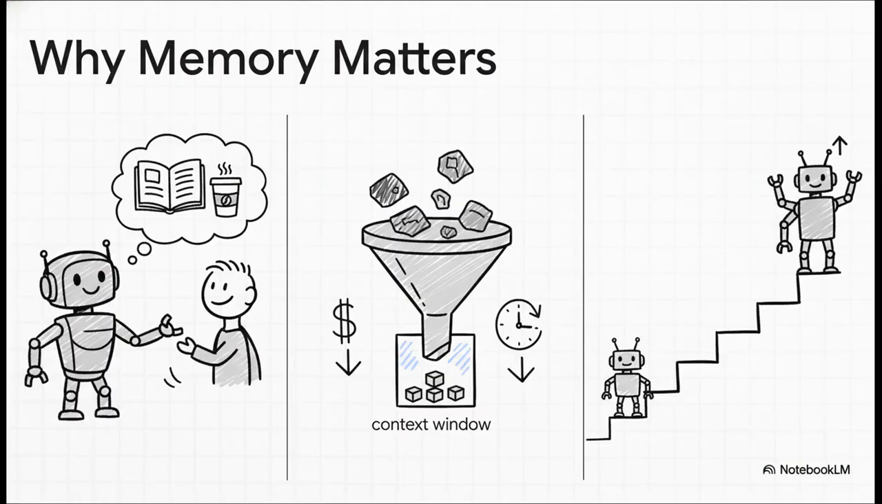So why is this such a big deal? Well, for one, you get true personalization. The AI remembers your preferences, your projects, your history. Second, it's the smartest way to manage that limited context window, which saves on cost and makes things faster. And maybe coolest of all, it allows an agent to actually learn from its past conversations, its successes and failures, and improve itself over time.